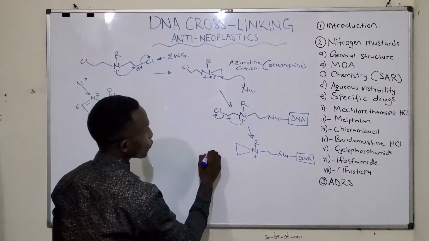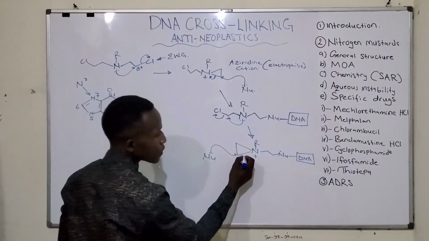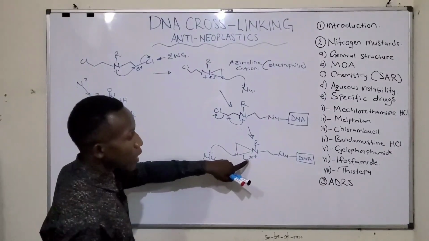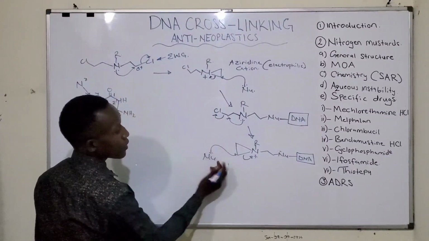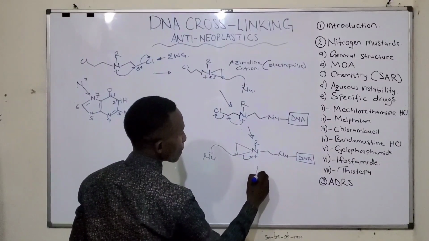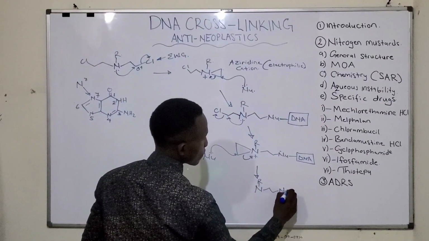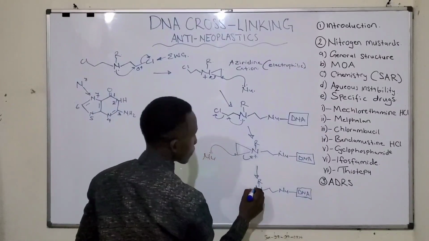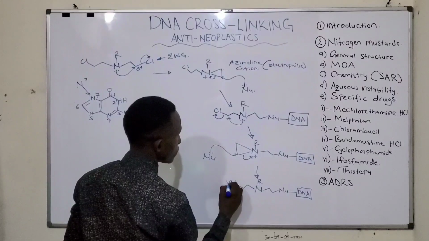We shall have a nucleophile again coming to attack this carbon because the N is unstable. It has the negative inductive effect. So when it takes the electrons, the nucleophile will come and attack the carbocation. Then we have this. Even this side, we have the nucleophile on the DNA.